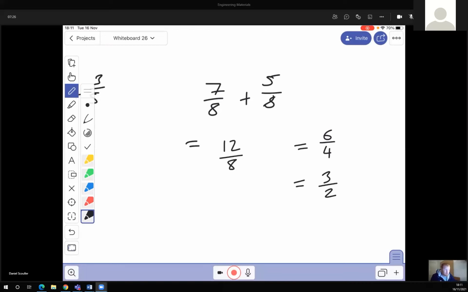Okay, so just making sure we take fractions to as simple as we can possibly make it. You can have fractions that are top heavy, that's not a problem. We'll go over that a wee bit, I think.